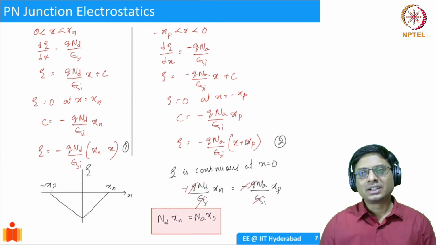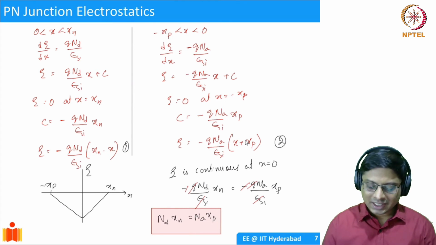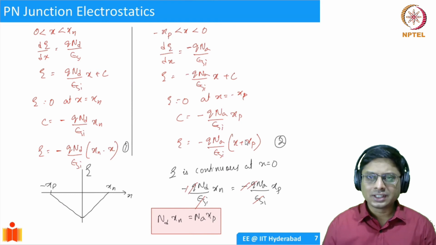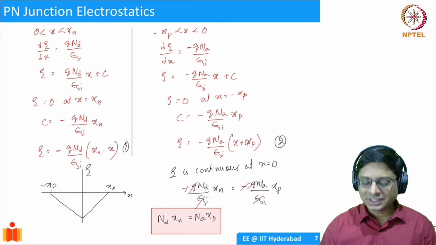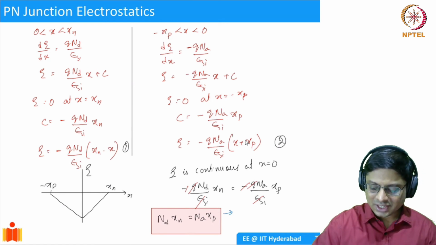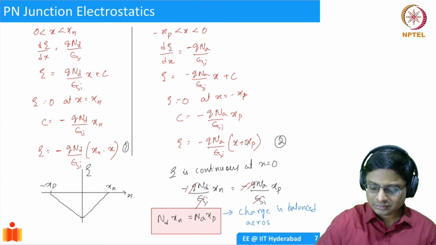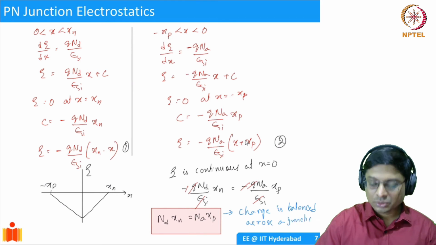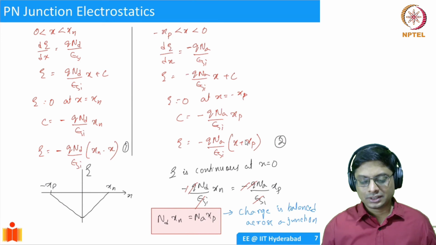What this is telling you is that, remember, ND is the doping density, the donor density, times the depletion width on the N side is going to be equal to Na times the depletion width on the P side. So if you think about it, this is essentially saying that charge is balanced across the junction. You can't have different amounts of charge on the N side and P side.